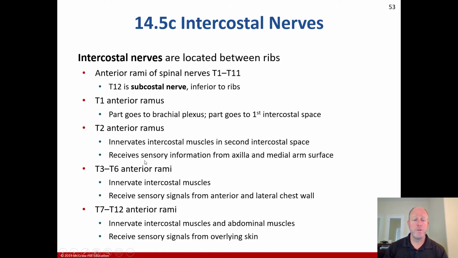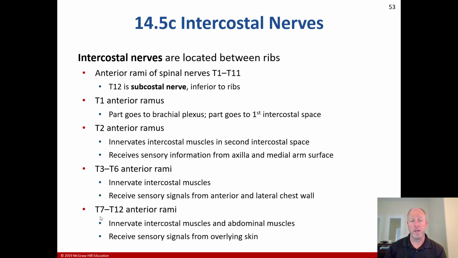It also receives sensory information from the axilla and the medial arm surface. And the T3 to T6 anterior rami innervate the intercostal muscles also. They receive sensory signals from the anterior and lateral chest wall. And T7 to T12 anterior rami innervate intercostal muscles and abdominal muscles. By the way, you're not going to know all of these for your exam.